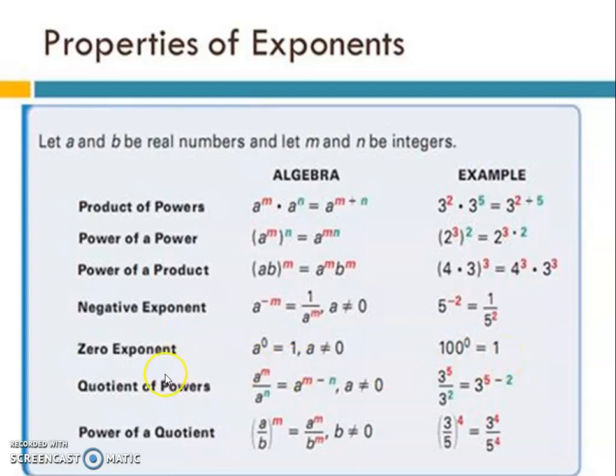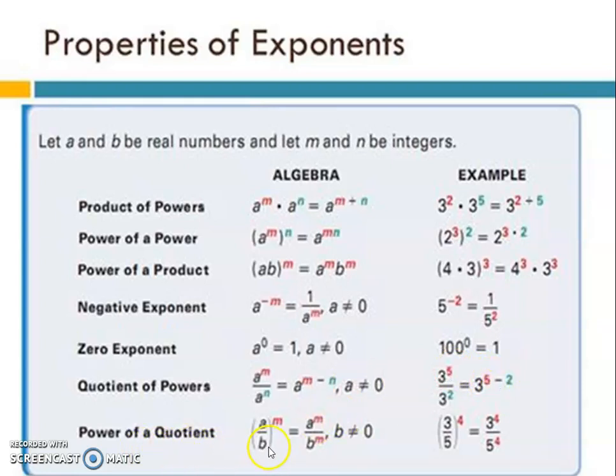Now the next one, quotient of powers. a raised to m upon a raised to n is equal to a raised to m minus n, where a is not equal to 0. It means 3 raised to 5 upon 3 raised to 2, so we subtract the indices: 3 raised to 5 minus 2. If we simplify, we get 3 raised to 3. An important point here: a raised to n in the denominator goes to the numerator as a raised to minus n.